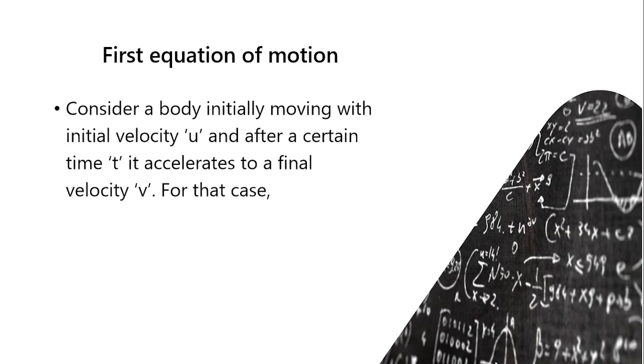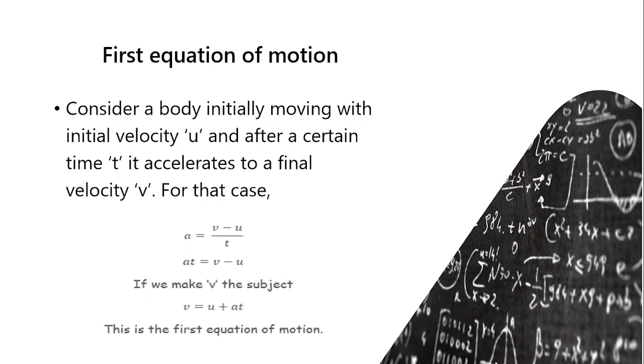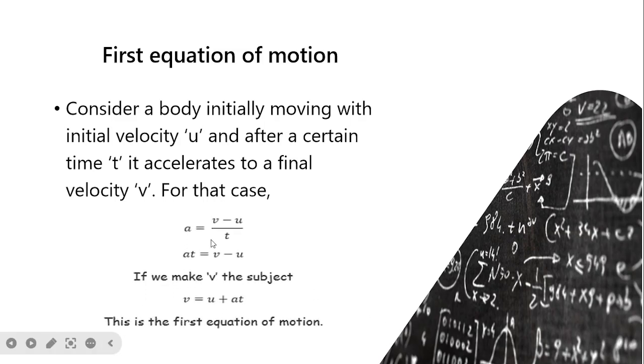Consider a body that is initially moving with the initial velocity denoted as u, and after a certain time t, it accelerates to the final velocity, that is v. We know that acceleration is equal to change in velocity over time, so a equals final velocity minus initial velocity over time. Now if you cross multiply, a times t equals v minus u. If you make v the subject of this equation, v equals u plus at. This is what we call the first equation of motion.